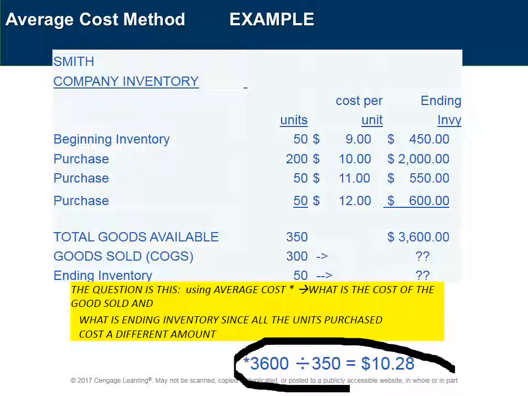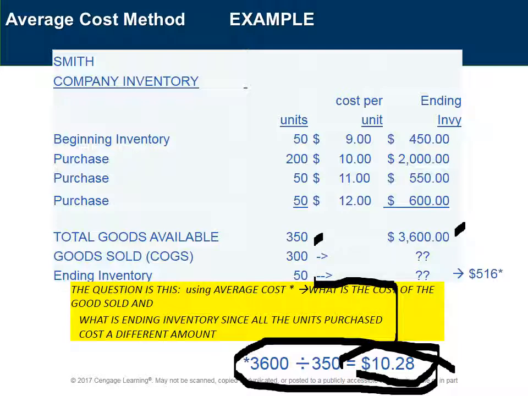Okay, so let's see what we've got. Here's average: $10.28. That's taking my 350 and my 3,600. So now all I need to do is take that $10.28, which I hope each of you calculated, multiply it times 50, find out that it's 516, multiply it times 300 to find out that it's 3,086.